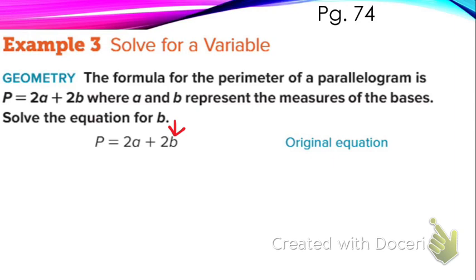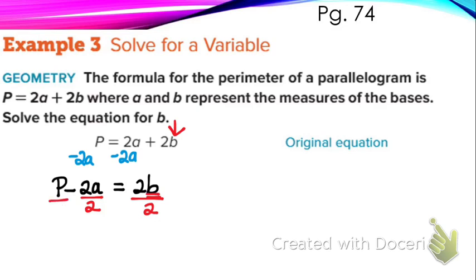Subtract 2a. So let's do that. Let's subtract 2a from both sides. So you have perimeter minus 2a equals 2b. And now to solve for b, we got to get rid of that 2. So do I subtract the 2? Do I add it? Do I multiply it? Or do I divide it? Divide it. So we're going to divide every single term by 2. Everything gets divided by 2.